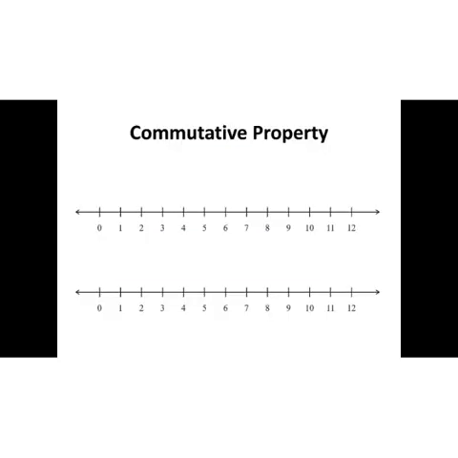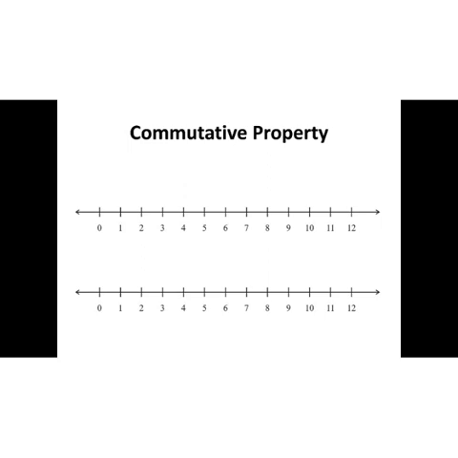Our next property is commutative property. Commutative property states that for any two whole numbers a and b, a plus b is equal to b plus a. For any two whole numbers a and b, a plus b is equal to b plus a. Okay, we can do an example.